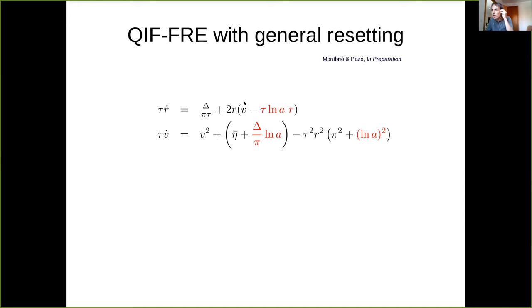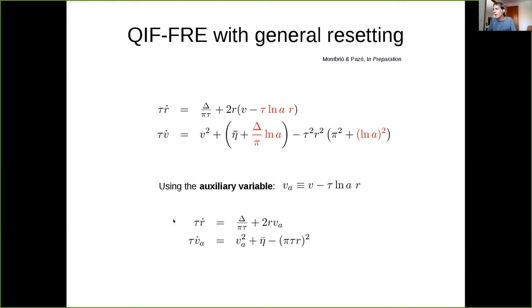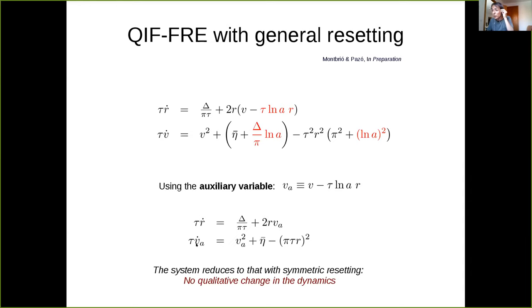So you see that it affects the membrane. It enters here, and it also shifts the distribution of currents, and it also enters into that part of the equation. But if one uses this auxiliary variable that I will call VA, which is not the voltage, it's an auxiliary variable that contains V and R, and it reduces to V when A is 1, then the model turns out to be this model that does not contain A anymore. This is exactly the model when there is symmetric resetting, substituting VA by V. And this says that there is no qualitative change in the dynamics of the model if one introduces this asymmetry in the firing of the cells.